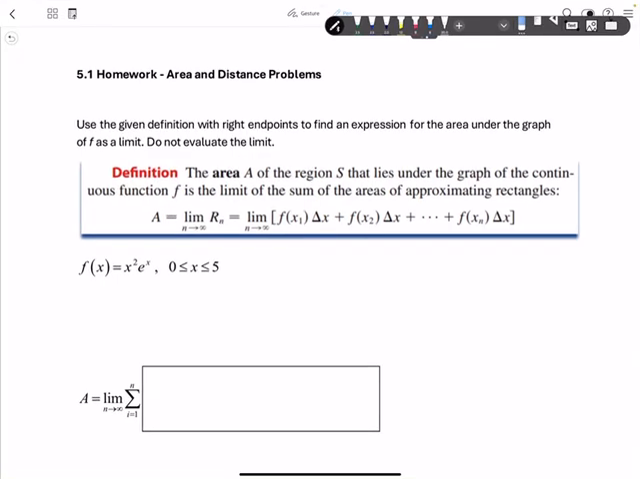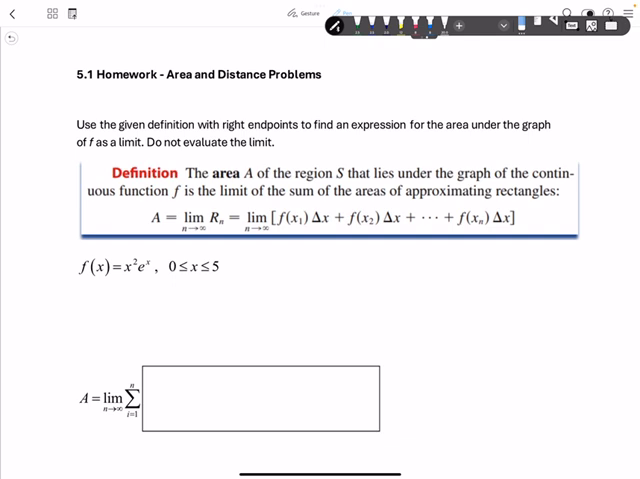Let's take a look at some of the problems that we're going to complete for the area and distance problems section. The first problem here says, use the given definition with right endpoints to find an expression for the area under the graph of f as a limit. Do not evaluate the limit. So let's start by taking a look at that definition.